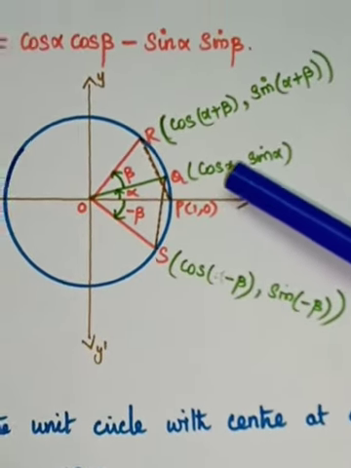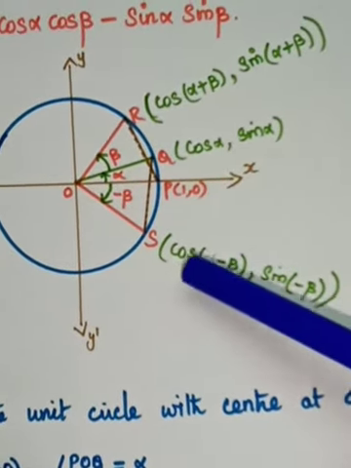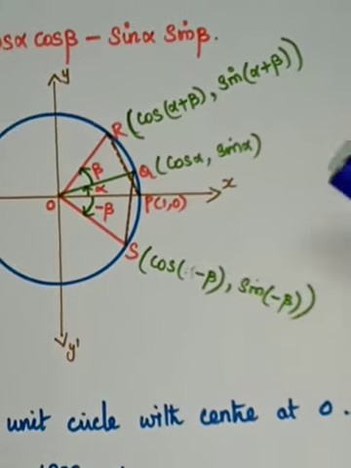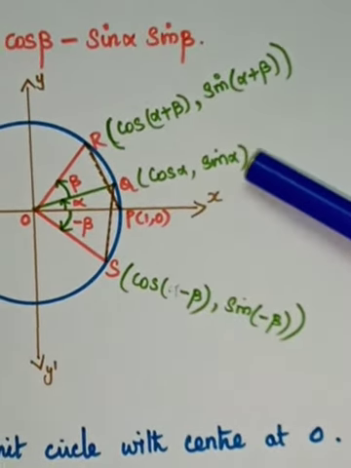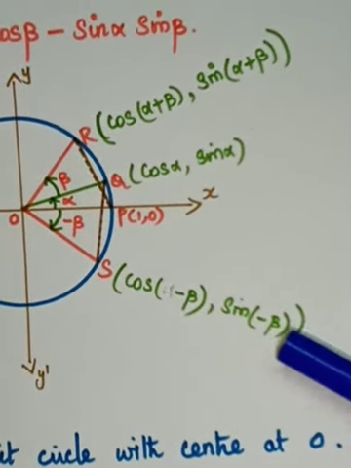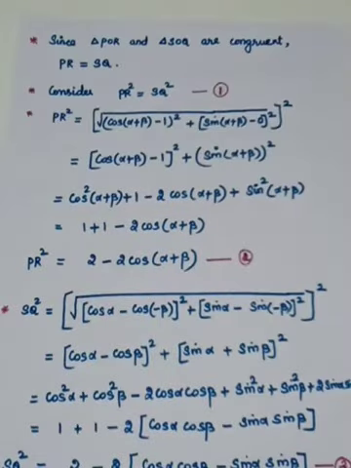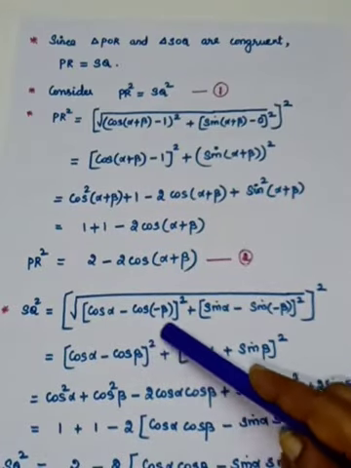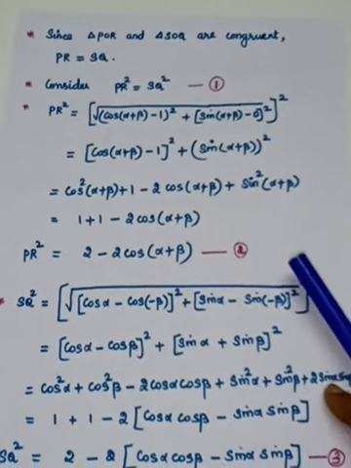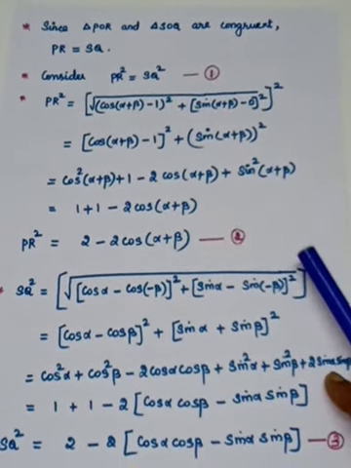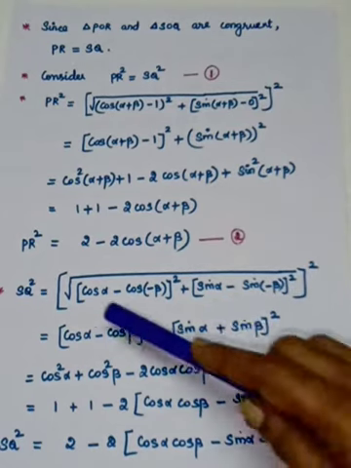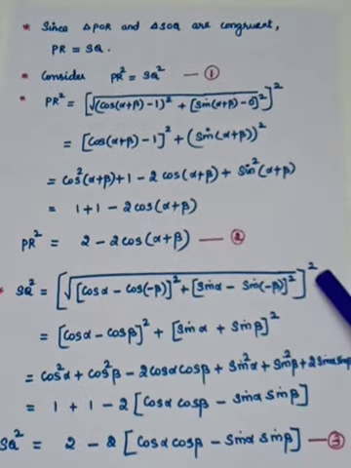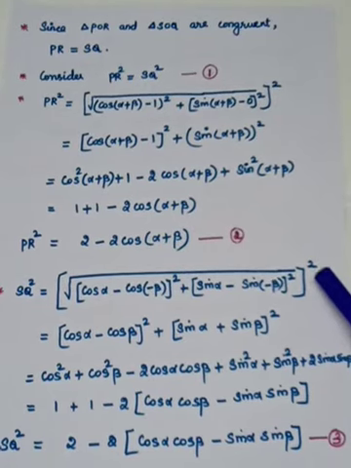So SQ squared equals cos alpha minus cos of minus beta the whole square plus sin alpha minus sin of minus beta the whole square. I have written the whole square, so this square and the square root are getting cancelled.